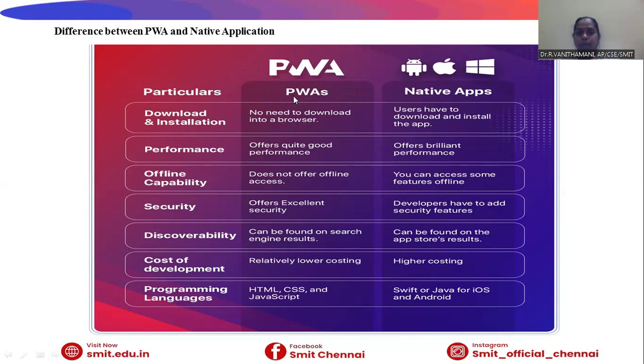Programming languages for progressive web app needed are HTML, CSS, and JavaScript. If we are developing the native app, we need to know Swift language for iOS, Java for Android.